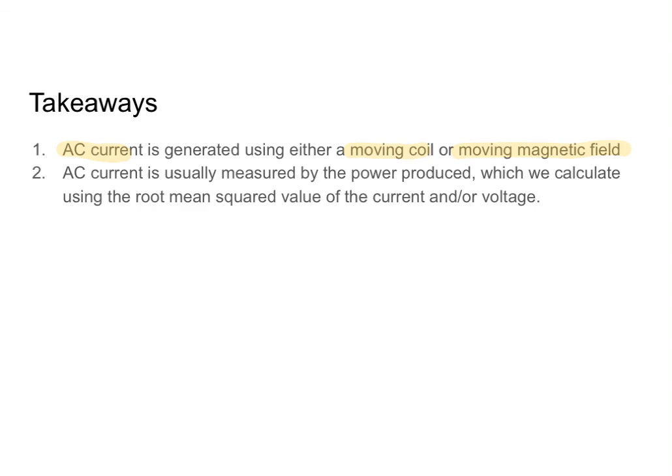Second, you learned that alternating current is measured by the power produced, which we calculate using the root mean squared value of the current and/or voltage. I also just want to mention that we can also use IRMS or VRMS as values of our AC circuit. However, the power is perhaps the most pure way to do this. Anywho, you guys have learned now about alternating current generators and how they work and how we measure them.